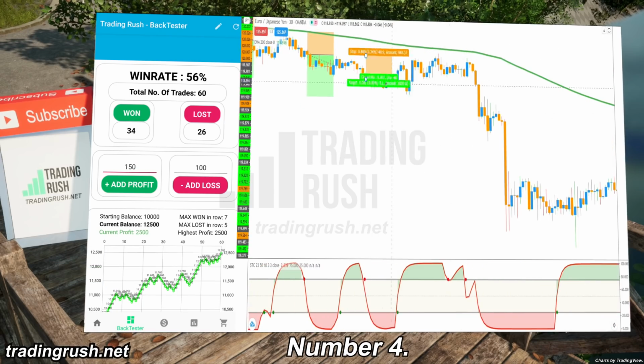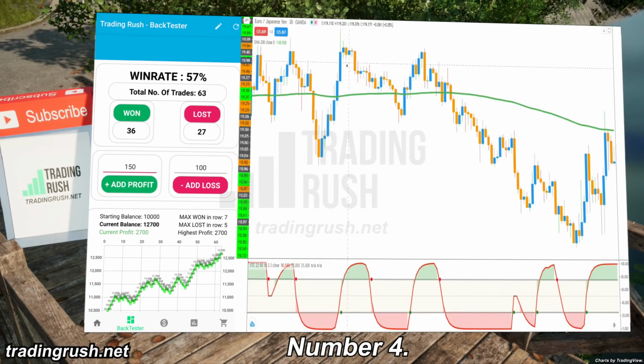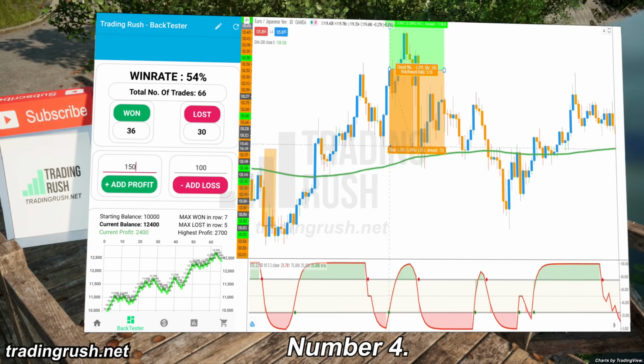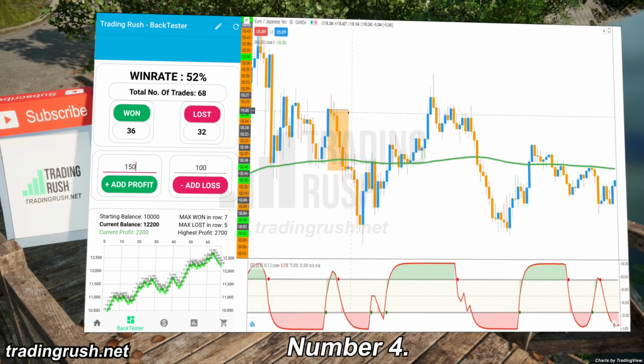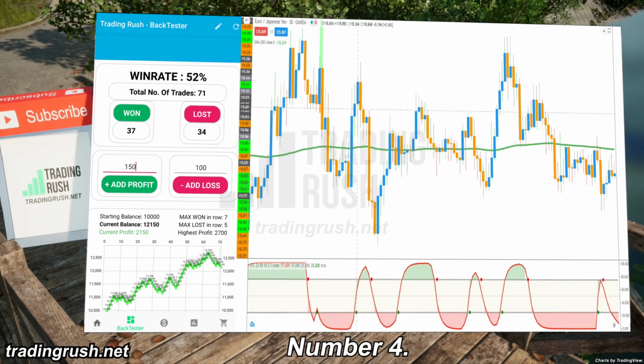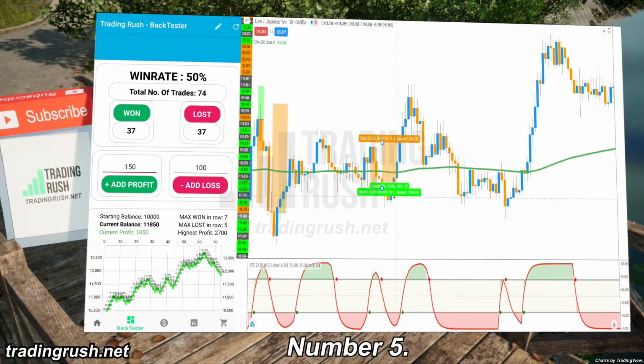But number 4. More signals in a shorter time period led to false signals. And after giving multiple winning trades in a row, the Schaff Trend Cycle indicator also gave multiple losing trades in a row. Furthermore, number 5. The Schaff Trend Cycle indicator gave a lot more false signals in a range market.